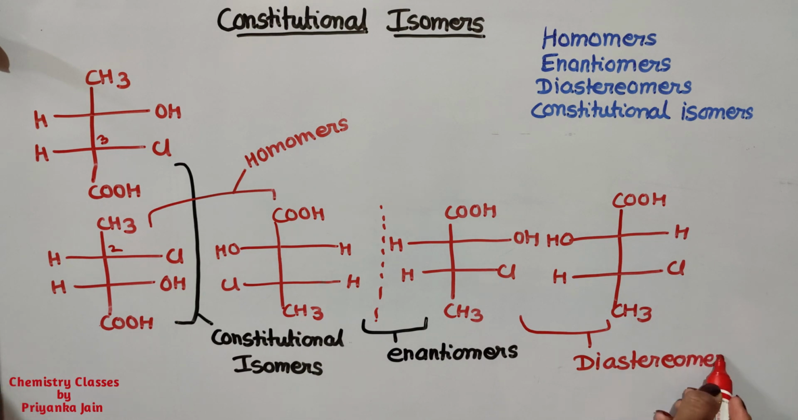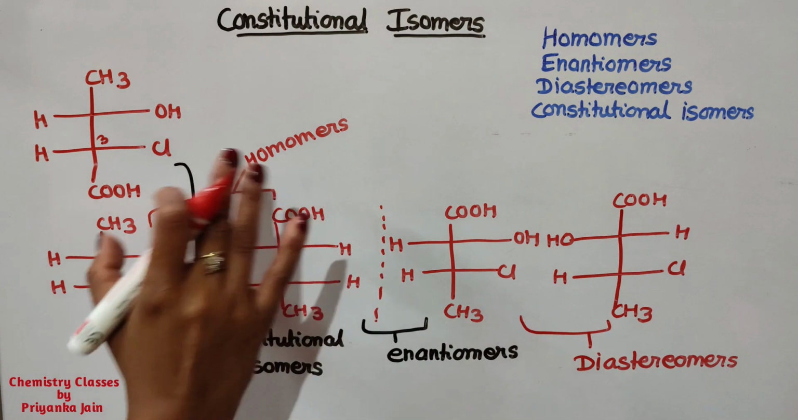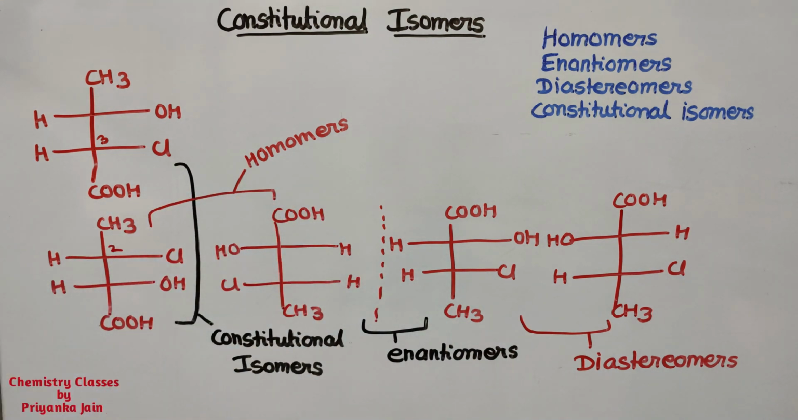So I think you can now understand this whole concept in a very clear manner. What is the constitutional isomers? What are the enantiomers? What are diastereomers? And what are homomers? Whole thing should be clear in your mind now.